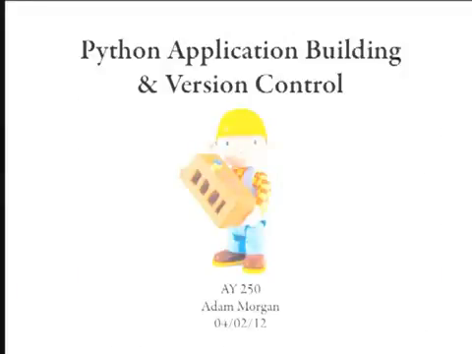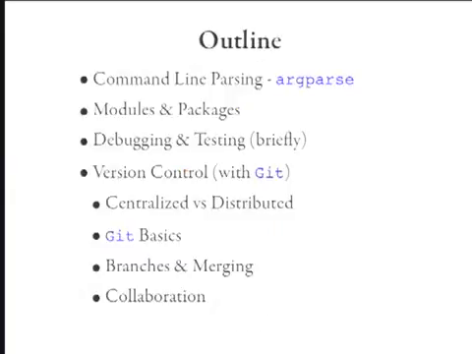Hello, I'm Adam, and today I'm going to be talking about Python application building and version control, two slightly different topics. We're going to start off with a little bit of application building using command line parsing with this module called argparse, then get into how we can break up our code into different modules and packages to make things a lot cleaner and neater. Very briefly I'll talk about debugging and testing. I don't have a whole lot about that. And then in the second half of the class, I'll be talking about version control, specifically with the Git version control system.